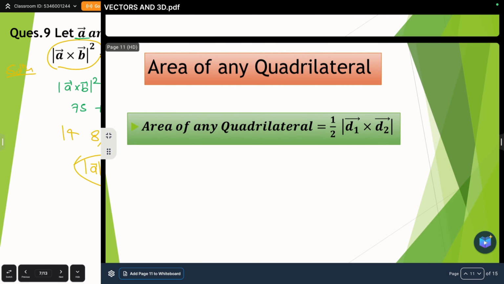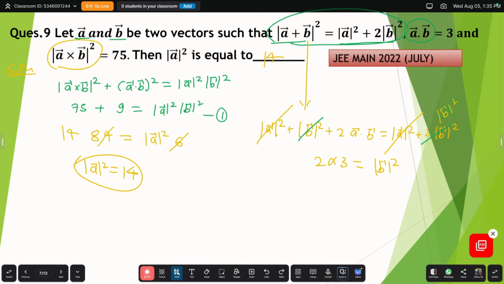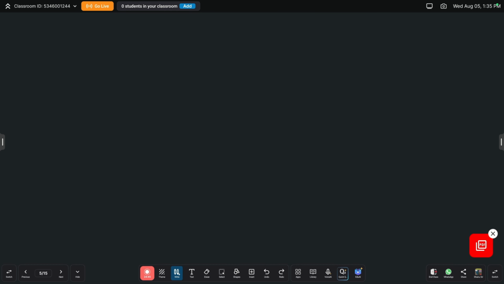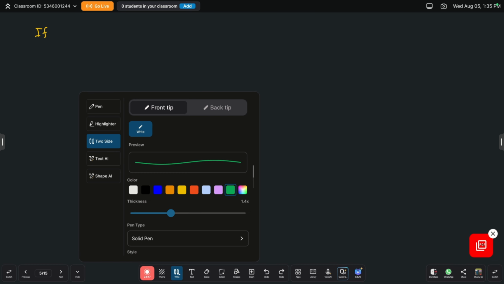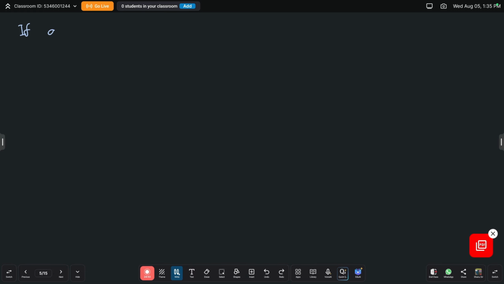Area of any quadrilateral. Before that, let me tell you some extra information. Do you know if A vector and B vector are the adjacent sides of a parallelogram? Okay, parallelogram.